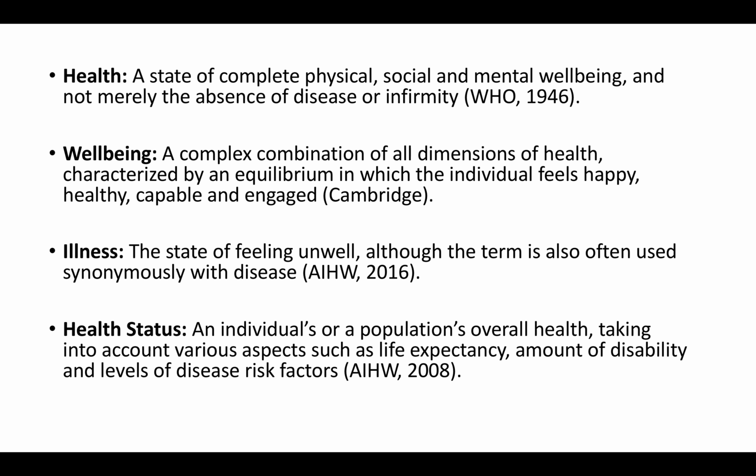Well-being is written as a complex combination of all dimensions of health, characterized by an equilibrium in which the individual feels happy, healthy, capable, and engaged. Illness is written as the state of feeling unwell, although the term is also often used synonymously, I'll give you 2 points if you can pronounce that correctly, with disease. And health status is written as an individual's or a population's overall health, taking into account various aspects such as life expectancy, amount of disability, and levels of disease risk factors.